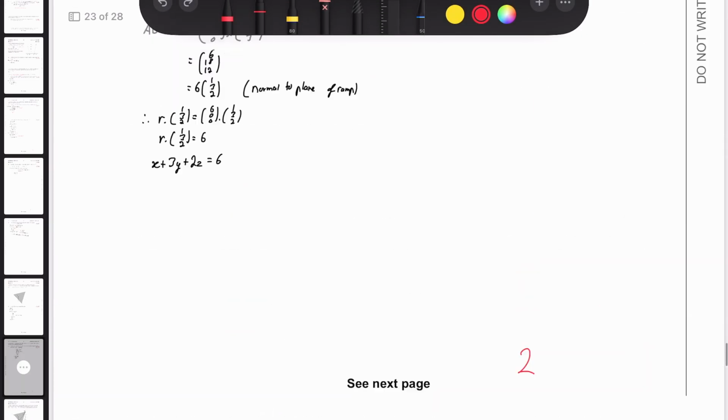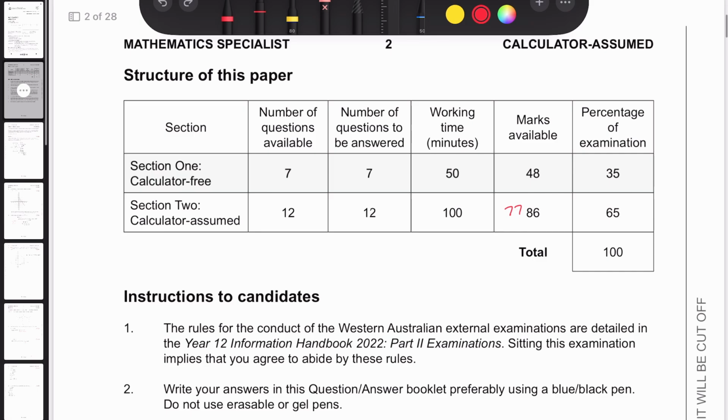Cool, 91.7%. So we're gonna do 2023 now. Let's go.